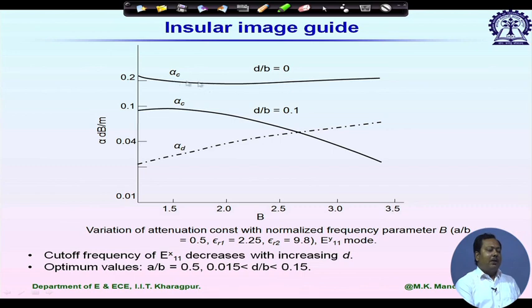You can compare the alpha c for these two cases. In the first case, the image guide with d by b equal to 0, alpha c more or less remains constant with frequency, but in the second case it decreases significantly. That is how we can decrease overall loss for insular image guide.